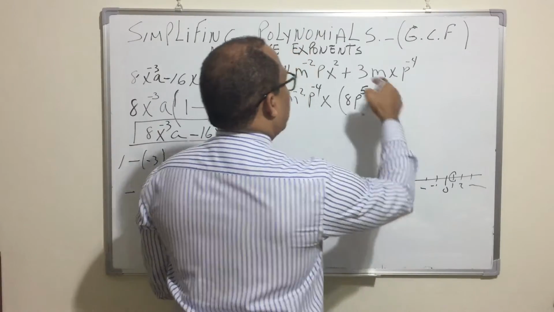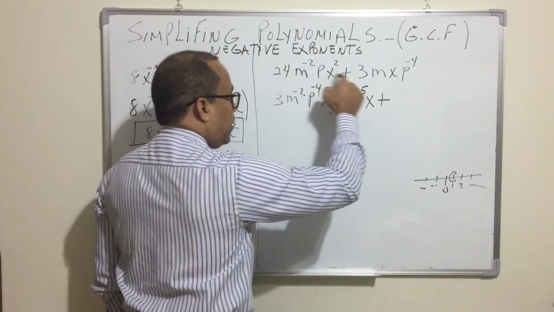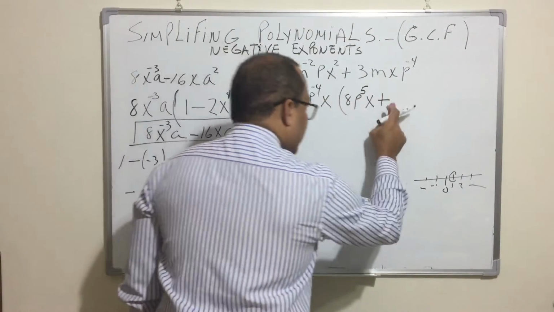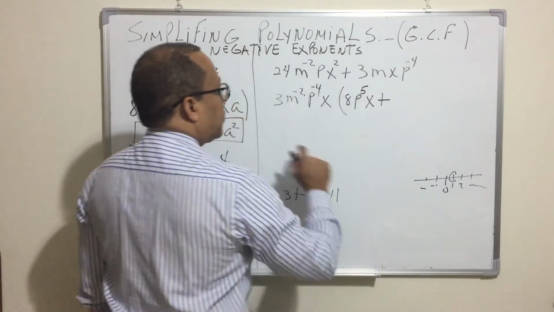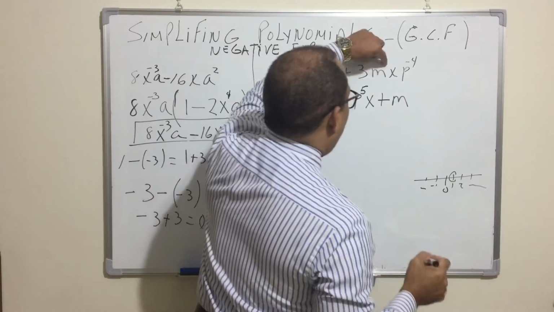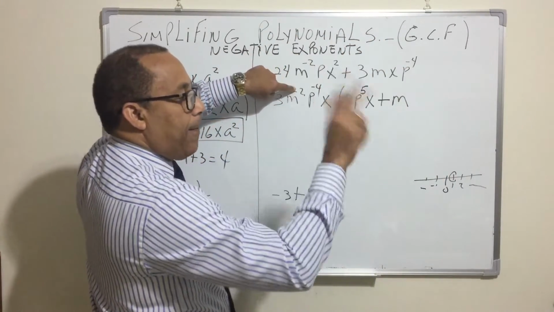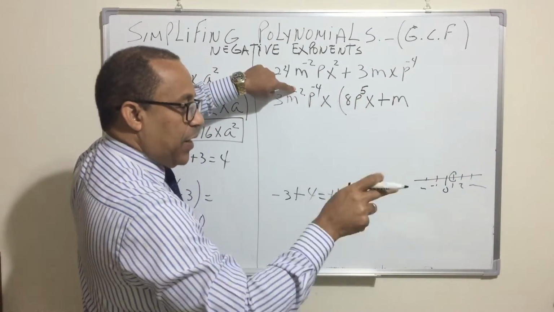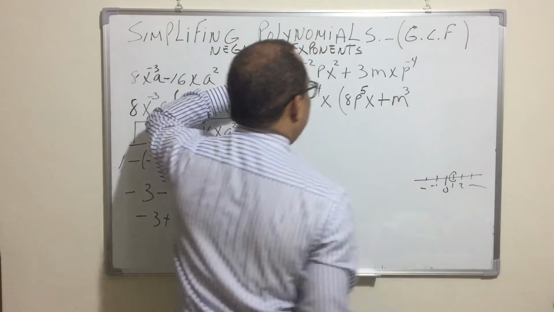Plus. Why plus? Because positive divided by positive equals positive. 3 divided by 3 is 1. M to the first divided by m to the negative 2, 1 minus negative 2 equals 1 plus 2, 3. M to the third power.